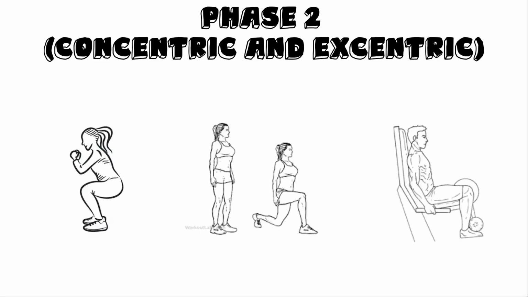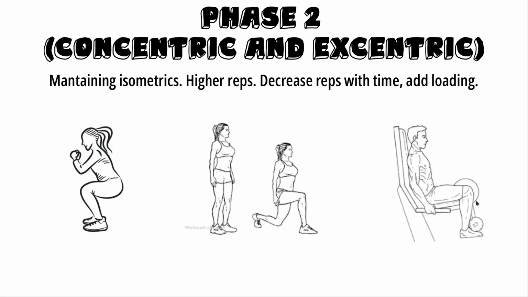So the next phase is phase 2, concentric and eccentric exercises. As we progress phases, we always maintain the exercises of the previous phases. So examples that we could apply to the knee: we could do body weight squats, we could do lunges, we can do leg extensions in machines.